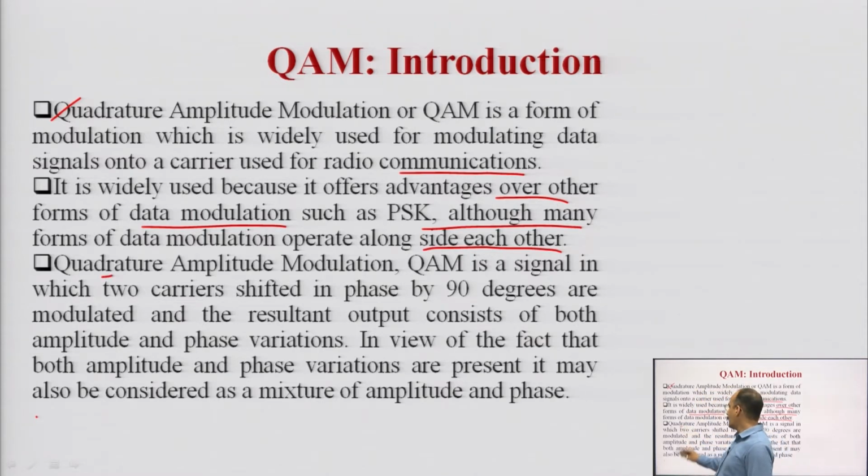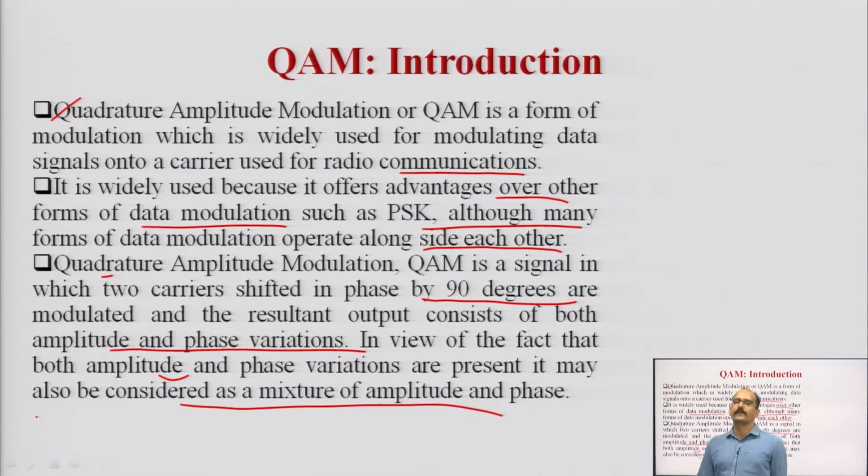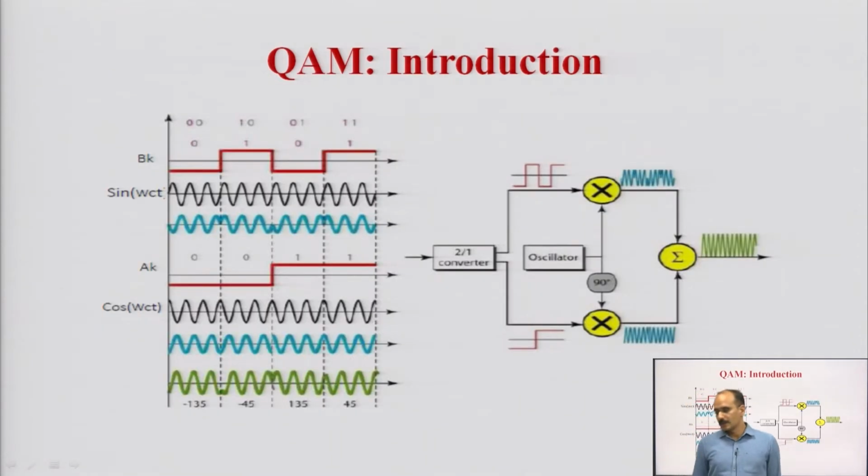Similarly, QAM is a signal in which two carriers shifted in phase by 90 degrees are modulated, and the resultant output consists of both amplitude and phase variation. Because of that fact, it can also be considered as a mixture of amplitude and phase. This is the basic introduction of QAM, now with reference to the waveform and the block diagram.